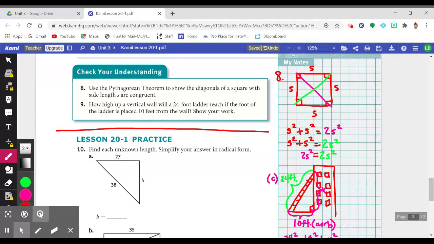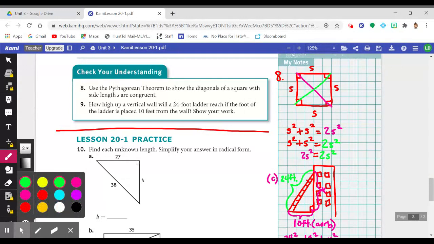For example, 8, we're focusing in on the square. We just talked about the rhombus, and previously we talked about the kite. So it said use the Pythagorean theorem to show the diagonals of a square with side length s. We're trying to show that the length of the diagonals are congruent. So one of the properties of a square is that your diagonals are congruent. So what is a diagonal? It's a segment that connects opposite vertices. So we have this square drawn in red, and we have one diagonal in pink and one diagonal in green, and our task is to show that they're the same length.